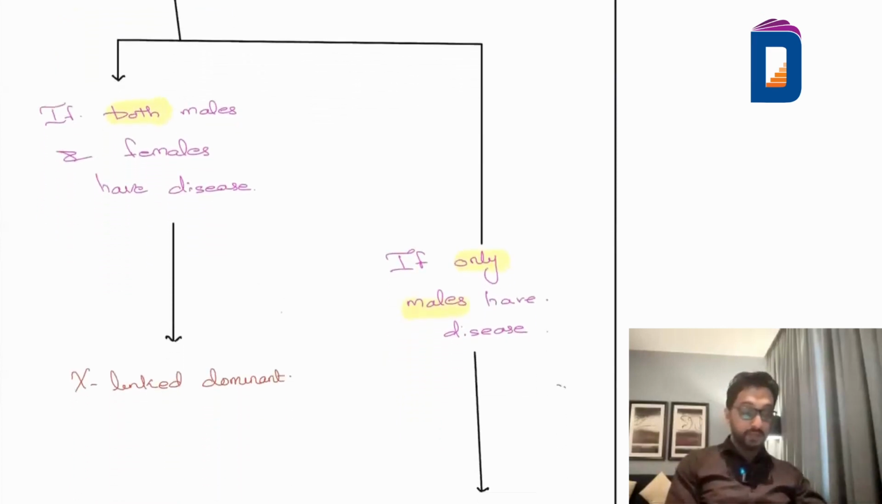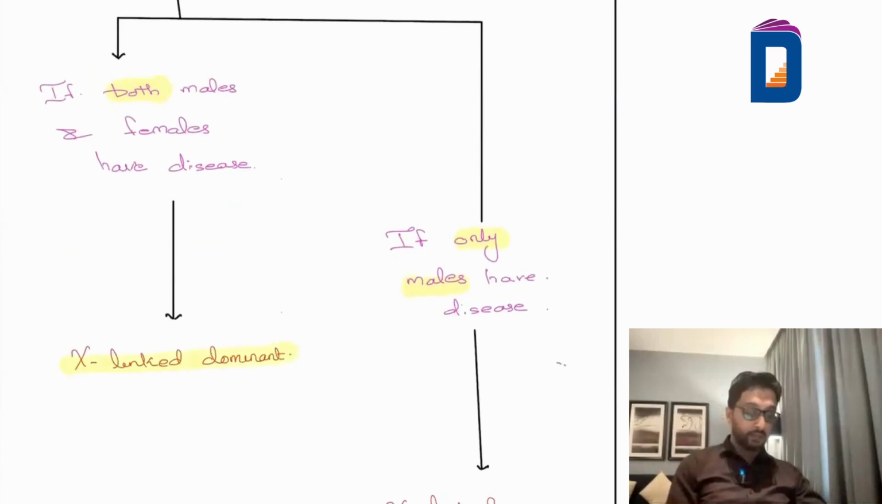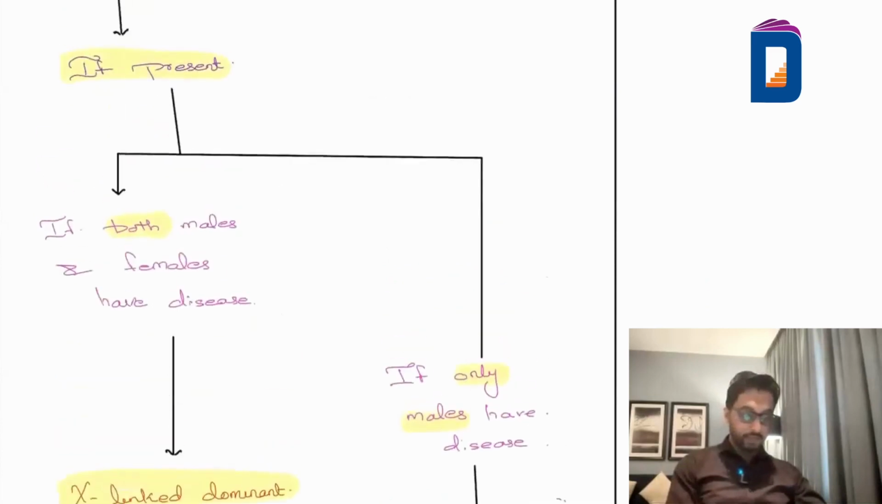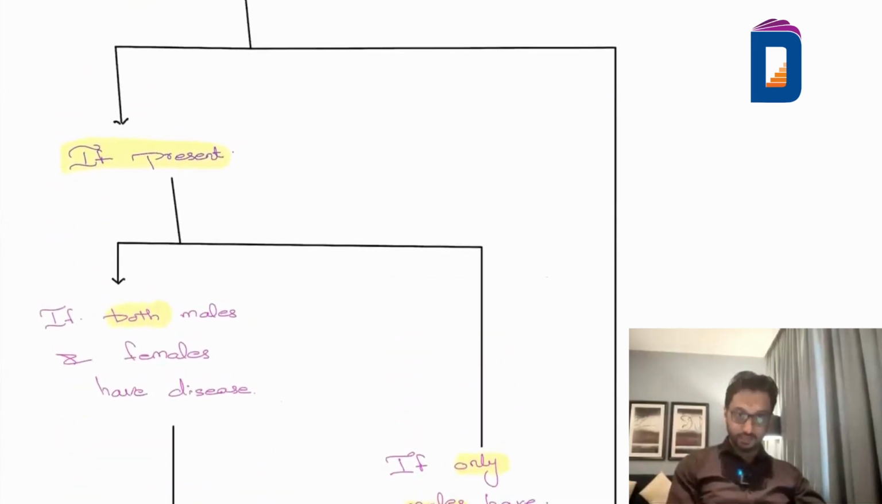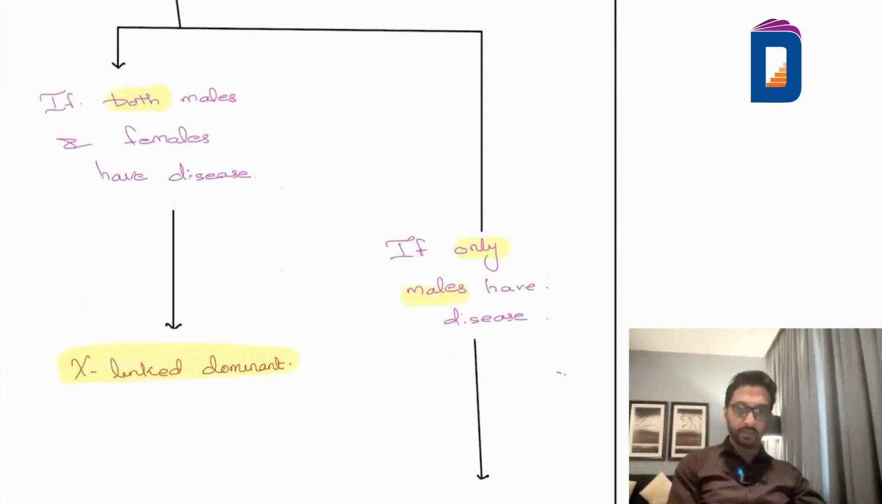If both males and females are affected, then you can say it is X-linked dominant. We're talking about X-linked because there is a sex predilection. And if both males and females are affected, then it's a dominant trait. How do you know that? Because I told you, with the X chromosome, males will definitely be affected, whether it's dominant or recessive, because they have only one X. Females have two X, but now this is dominant, so even females will be affected.